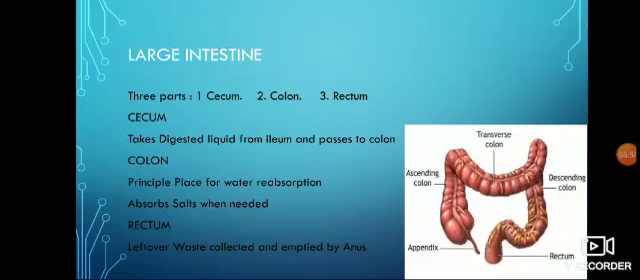Vitamin K is also produced in the large intestine. In the rectum, the leftover waste is collected and stored, and when a sufficient mass of this waste is collected, it is emptied from our body through the anus.